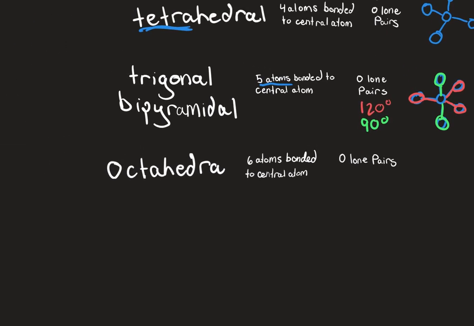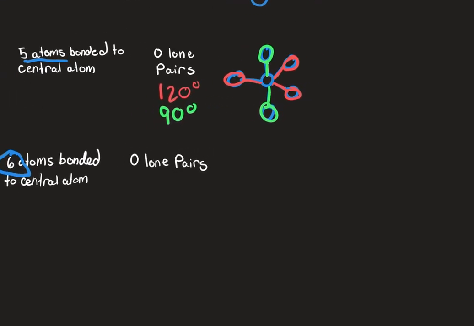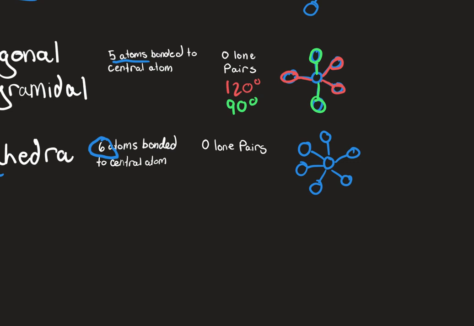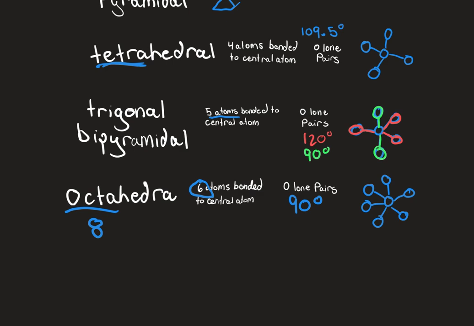Lastly, we have octahedral. So octahedral is a little tricky because we have octa, which means 8, but we have 6 atoms bonded to the center atom. So an octahedral is going to look like 1, 2, 3, 4, 5, 6. Again, octahedral is a little bit tricky to draw 2D, but there's only going to be 1 bond angle, and all the bond angles are 90 degrees, okay?